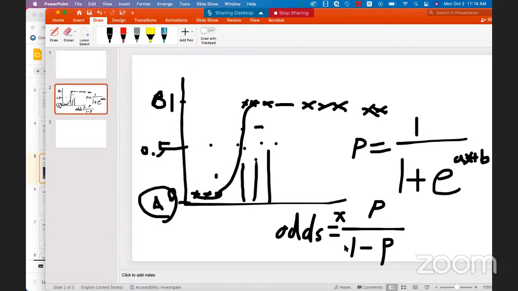It's not like probability. This odds could be 1 divided by close to 0. For example, if the probability is 0.9, then the other one is 0.1, so the odds is 9. And this can go larger, 0.99 and 0.01. So this odds can go to infinity, right?